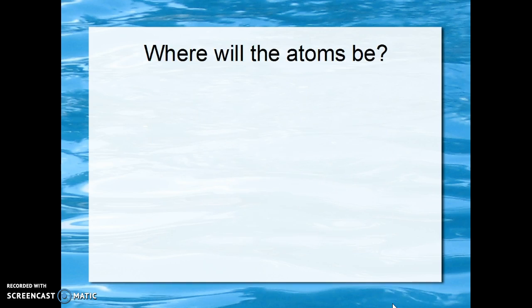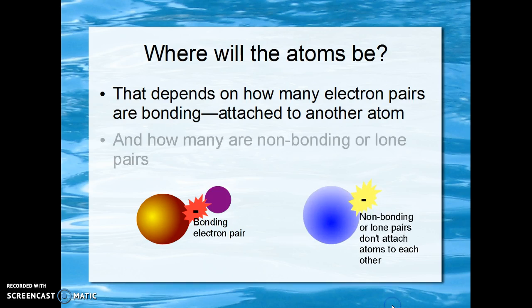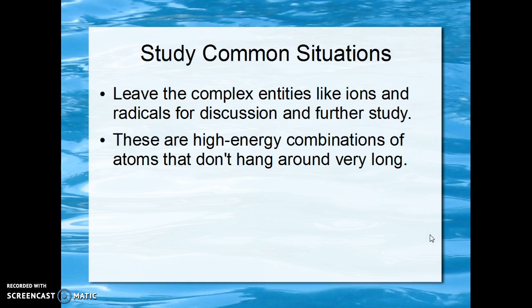Now, where will the atoms be, the ones that surround the central atom? Well, that depends on how many electron pairs are bonding pairs and how many are non-bonding pairs. A bonding pair, as here, will have another atom attached. A non-bonding pair will not. We're going to examine only the most common situations and leave the complex stuff like ions and radicals for discussion and further study. Remember, we want to minimize energies.